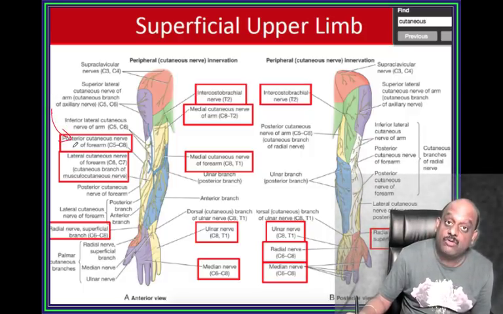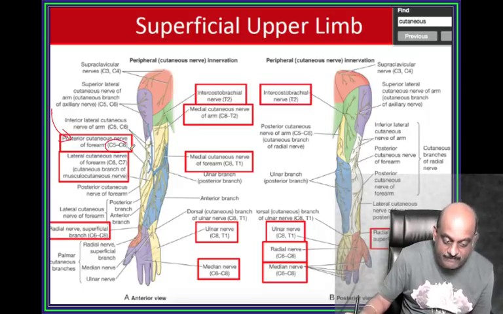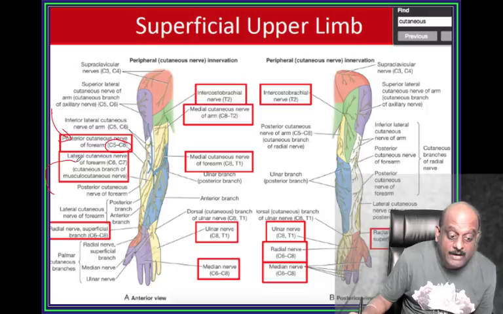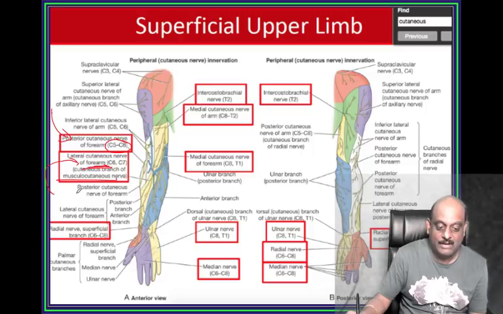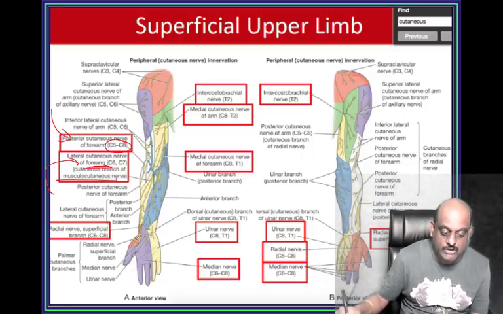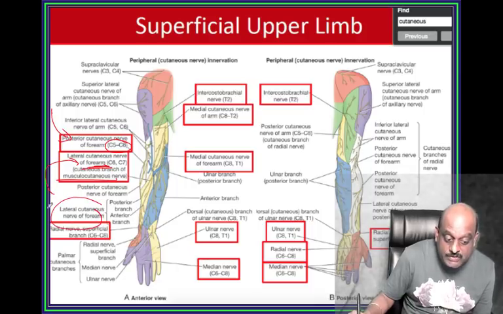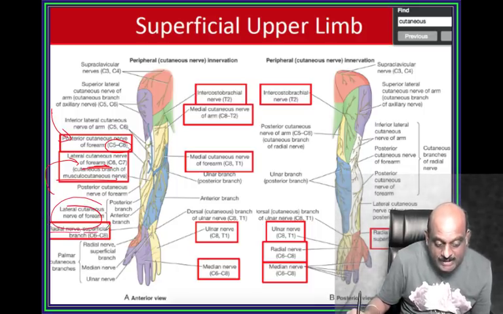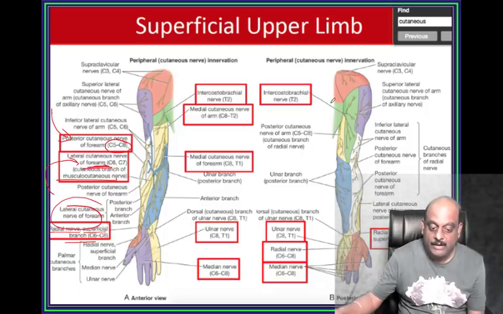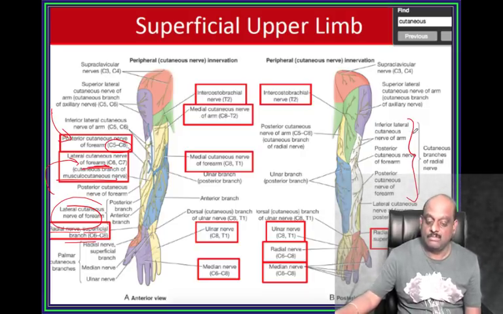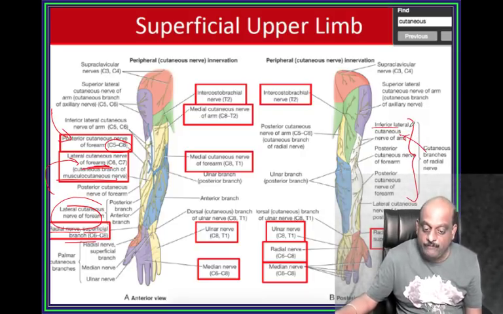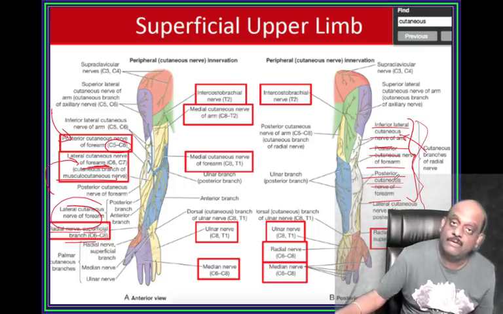Posterior cutaneous nerve of the forearm is C5 to C8. Lateral cutaneous nerve of the forearm is musculocutaneous. Okay? Then, you should also remember, the superficial branch of the radial nerve. Then you have the cutaneous branches of the radial nerve. They contribute to the inferior lateral cutaneous nerve of the arm, posterior cutaneous nerve of the forearm. They're all cutaneous branches of the radial nerve.